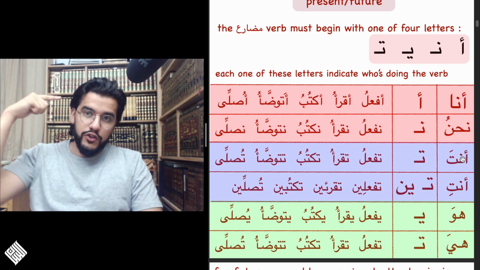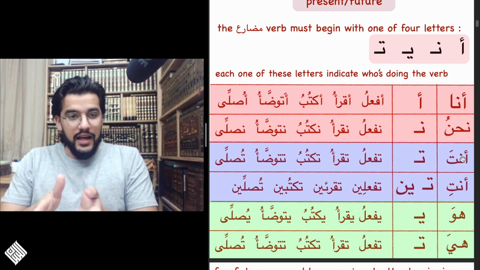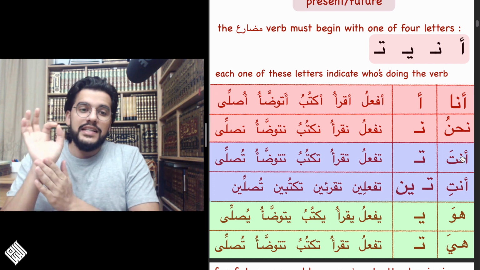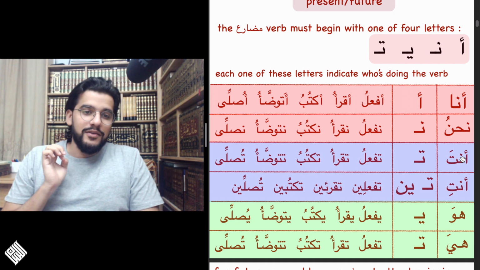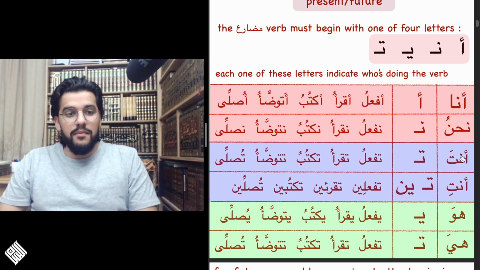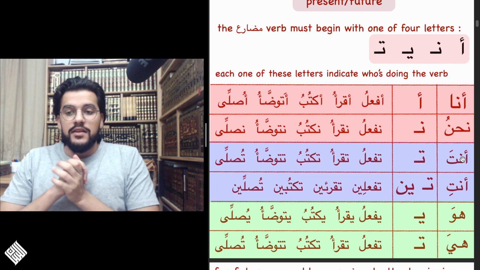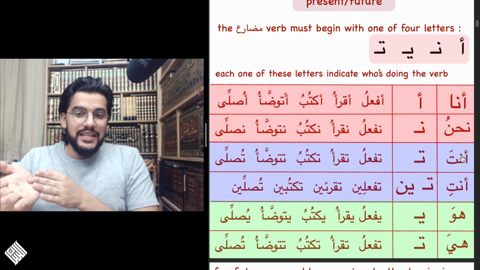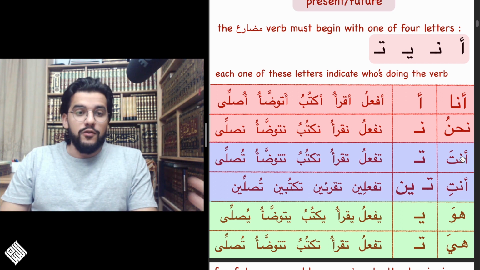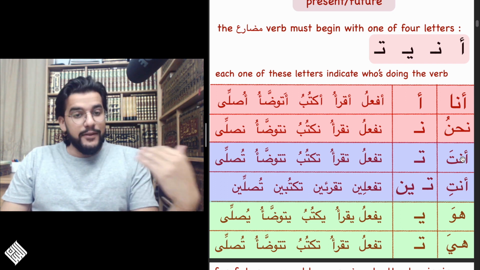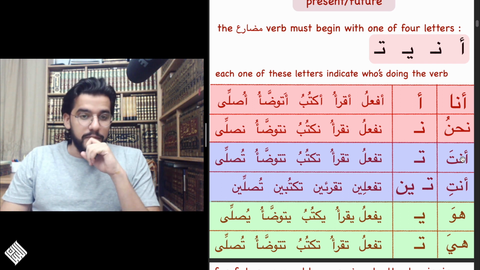However, if you are a female, then it would also begin with a ta, but we will add a ya noon at the end. We would add an ina sound at the end of the verb to make a distinction between the male and the female. Alright? So I would say أنتِ تفعلين, that means you do. تقرأين, you read or you're reading. تكتبين, you write. تصلين, you're praying, and so on.